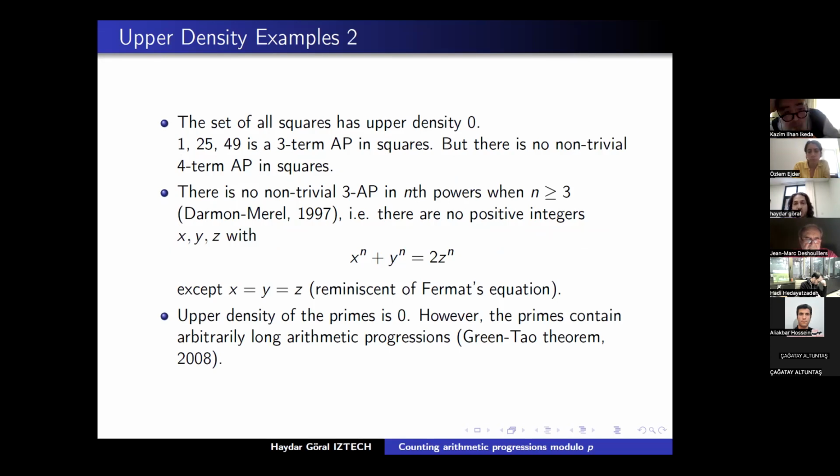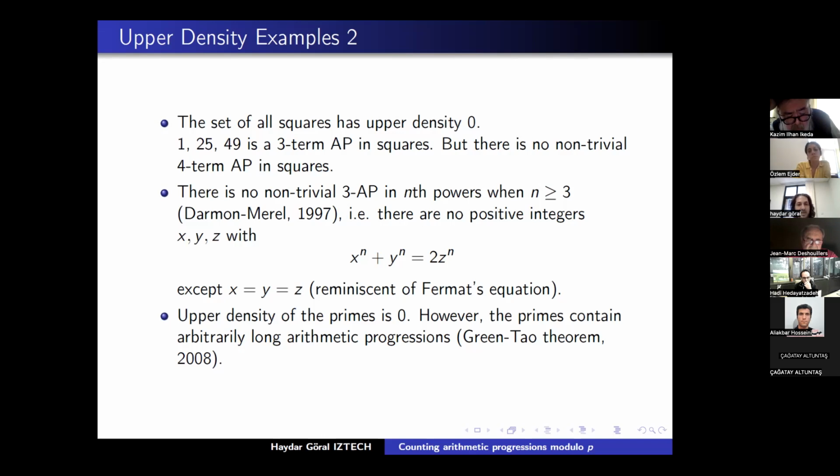But what about cubes and other powers? There's a famous result of Darmon and Merel, and it states that whenever the power is at least 3, then you cannot find a three-term arithmetic progression in the n-th powers. What does it mean? This equation, x to the n plus y to the n equals 2 times z to the n: the only solutions are the trivial ones, meaning that x, y, z are all equal. Of course, this equation is reminiscent of Fermat's equation. Actually, it is as hard as Fermat's last theorem.